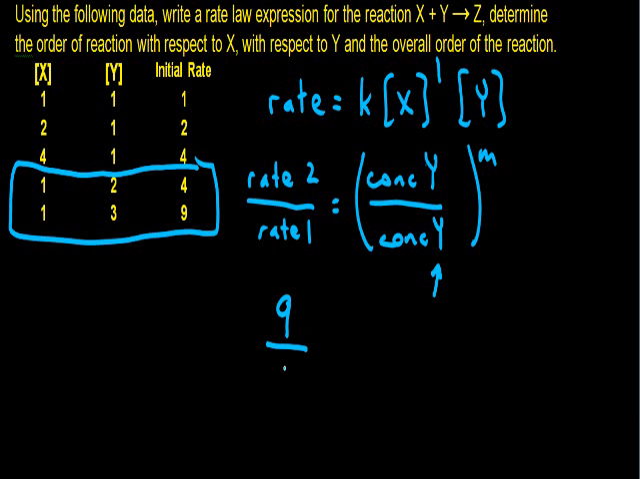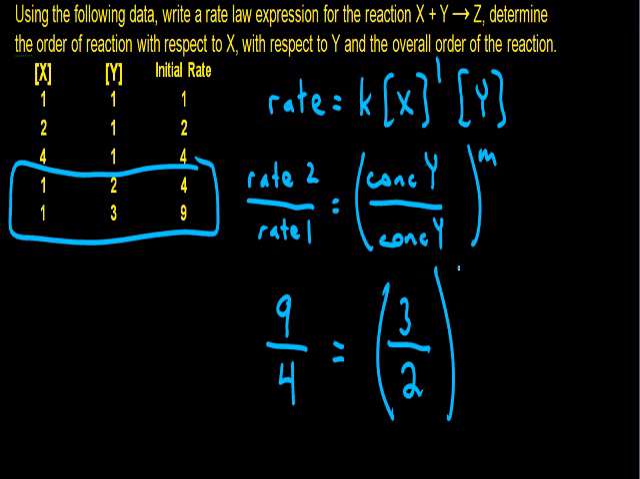Reaction number 1 would be where our rate of the reaction is 4. We have our concentration of Y is going to be 3. Our concentration of Y for the previous trial is 2. If we raise this to the m power when we solve for m, that will give us the order of a reaction with respect to chemical Y.